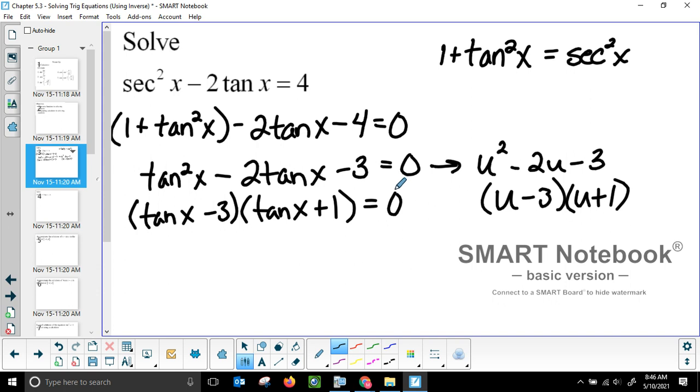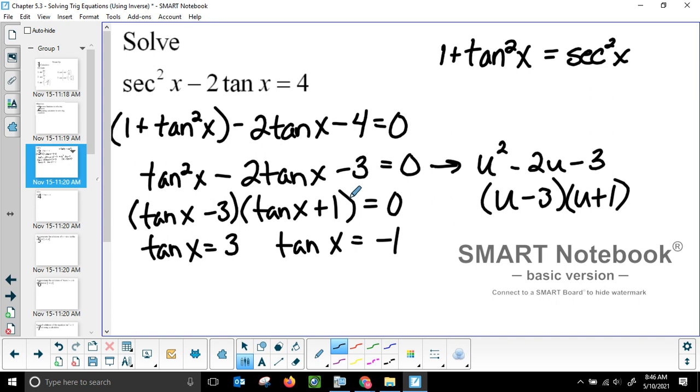When we have two factors equal to 0, we set each factor equal to 0 and solve. So here I would just add 3 to both sides to get tangent of x is equal to 3. And here I will get tangent of x is equal to negative 1. Now this tan of x equal to negative 1 can be done just from our unit circle values.